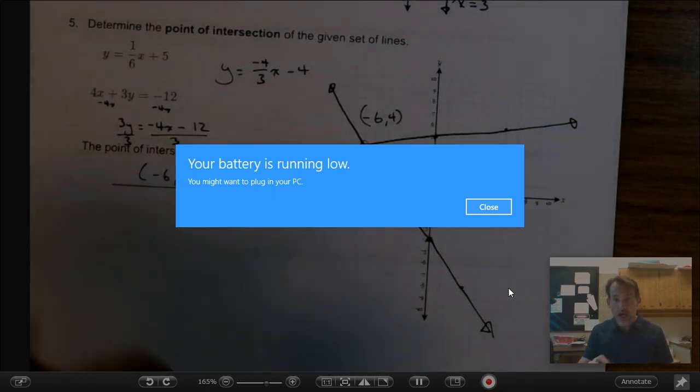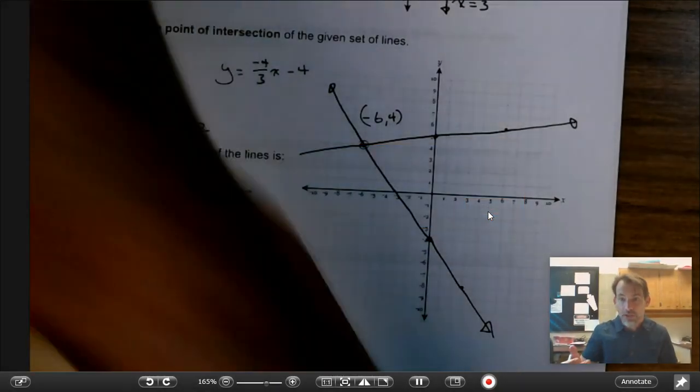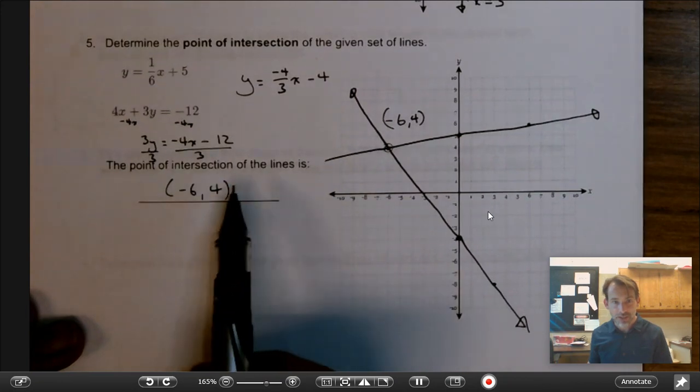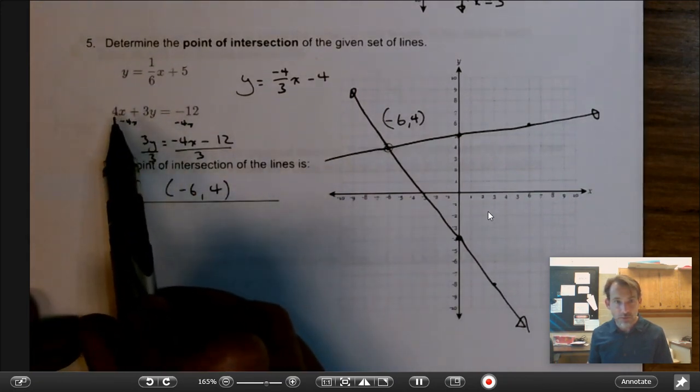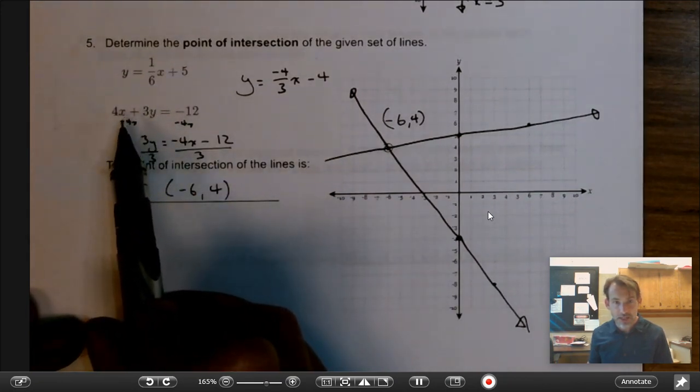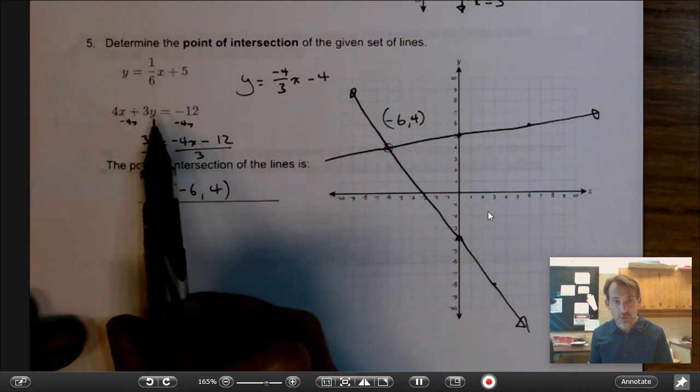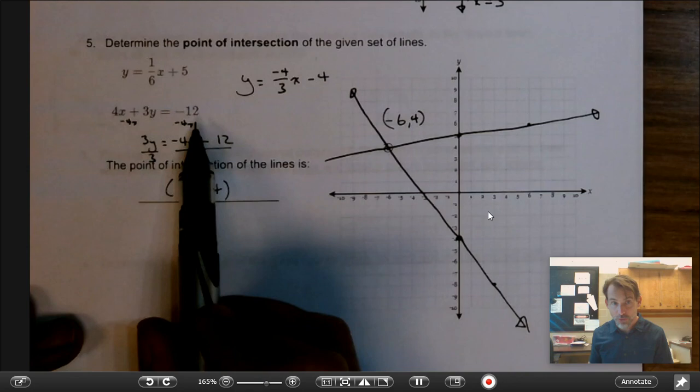Mr. Jennings, how do I check my answers here? Well, you plug in these values, okay? (-6, 4). So I put that in there. 4 times negative 6 is negative 24, plus 3 times 4 is 12. Negative 24 plus 12 is indeed negative 12. Okay, so it works for that one.